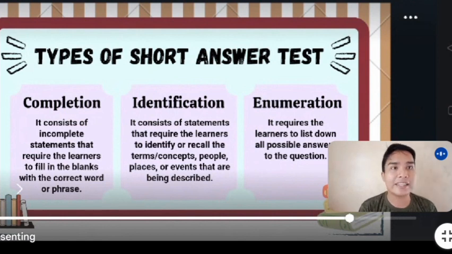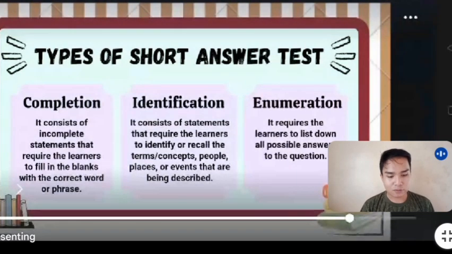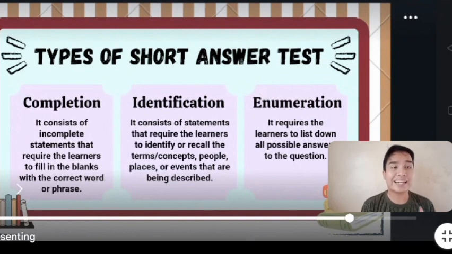Pangalawa, there is also the identification. It consists of statements that require the learners to identify or to recall the terms, concepts, or people, places, or events na dinedescribe ng question na yon. So, for example, we have the subject of religious education. And the short answer test, you will place the example prayer, the creed. Then the students will place the answers dun sa mga blank.